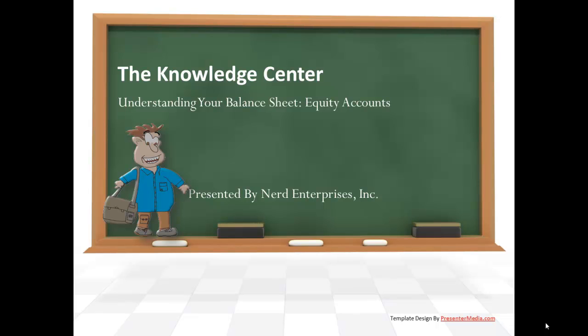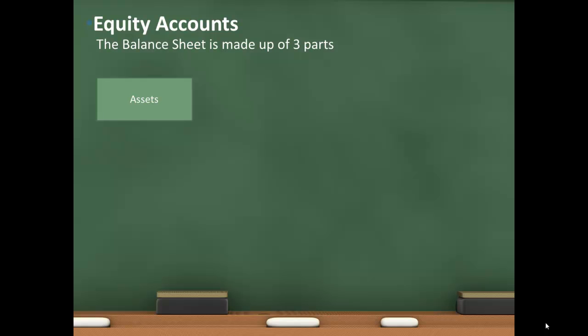The balance sheet is made up essentially of three parts. We have assets. These are the things that you own or have rights to, the cash in your bank, accounts receivable, which are monies people owe you for products and services you've already delivered. These are things you have rights to either collect or to own. You have ownership rights to your assets.